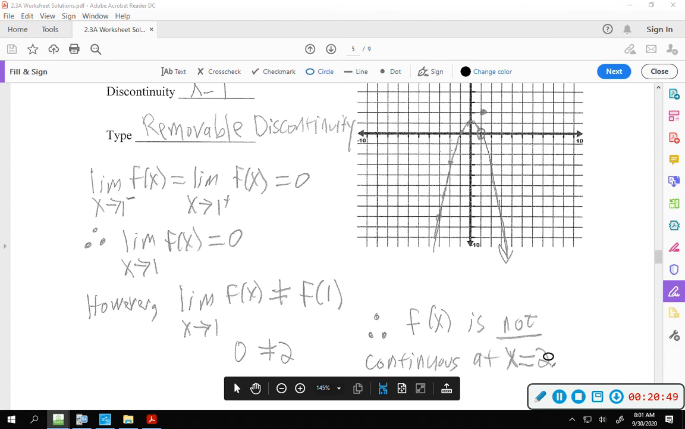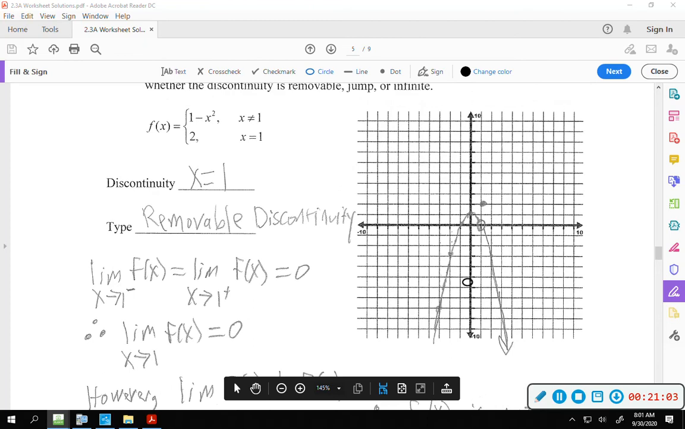The limit exists, but it's not continuous. Removable discontinuities: the limit will exist, but it's not continuous because the point has been removed. If we wanted to make this function continuous, we would simply redefine x equals 1 as 0 instead, and that would fill in that removable discontinuity.